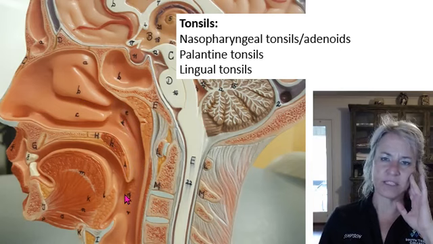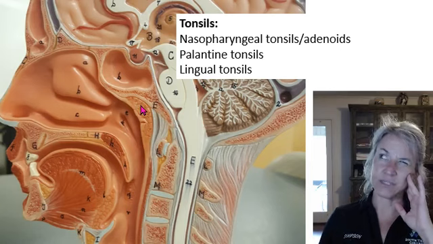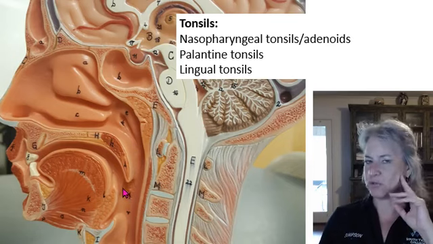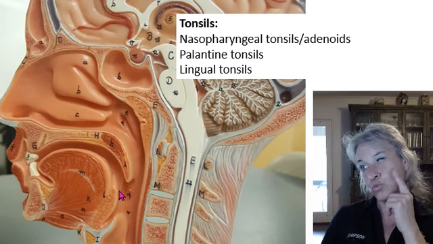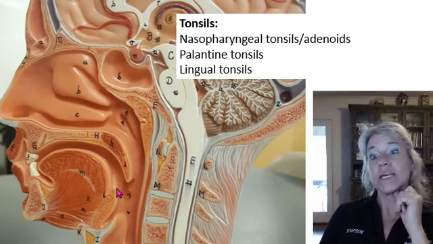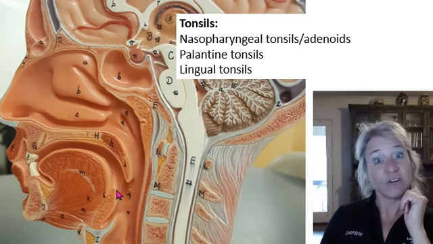Now, why would somebody have their palatine tonsils removed? Why would they have a tonsillectomy? This is called an adenectomy, and this one's a tonsillectomy. Why would you have your palatine tonsils removed? Because of recurrent pharyngitis.